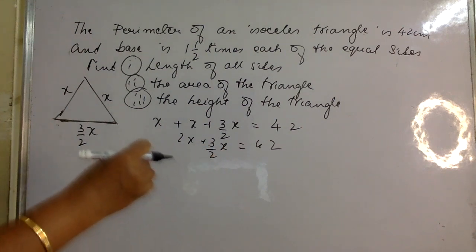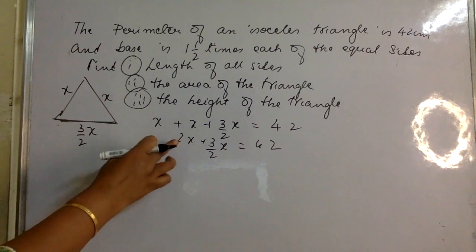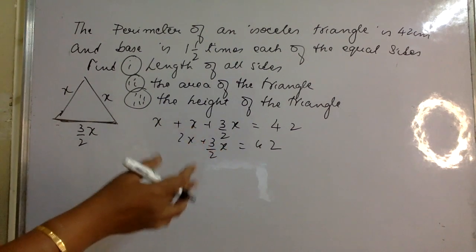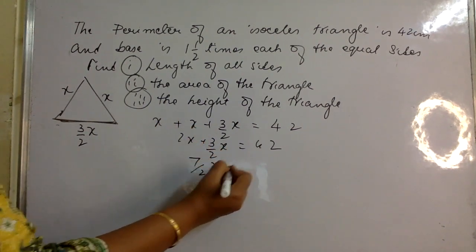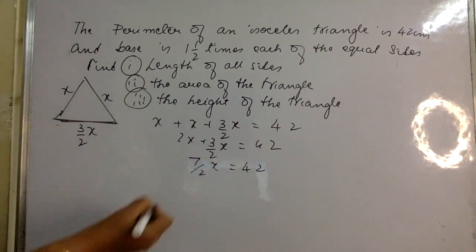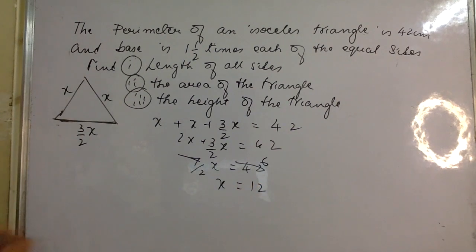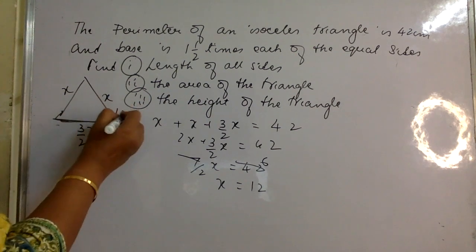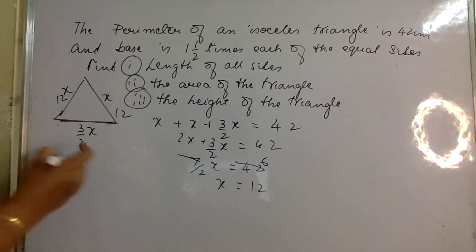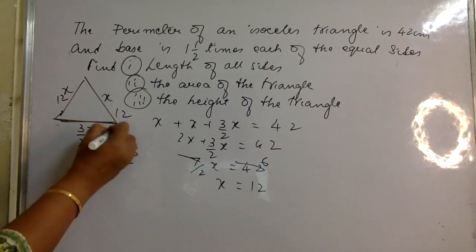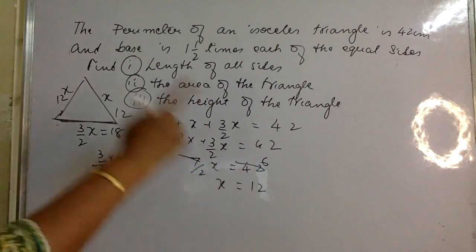Okay, so 1.5 plus 2 makes what? Because it is 1.5 and 2 of the same thing, it is 3.5, which is 7 by 2. So generally I don't do maths for these. Okay, 7 6s are 42, so try a little bit of rough work, as little rough work as possible. So that is 12. So 12 centimeter is the length of these. Okay, then how much is this? 3 by 2 into 12. That is 18. Okay, so I have all the three sides.